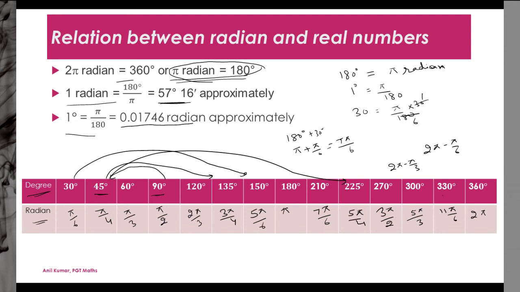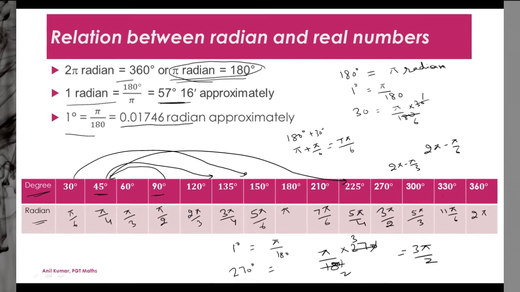Likewise you can find out, or we can use this direct method, that 1 degree is equal to pi by 180 radian, and whatever degree I have to find out, for example this 270 degree, I will find out like this. So pi by 180 into 270, cancel it, 9 2 is 18, 9 3 is 27, so 3 pi by 2. But children, try to learn these angles in the radian measure. That will be more beneficial.